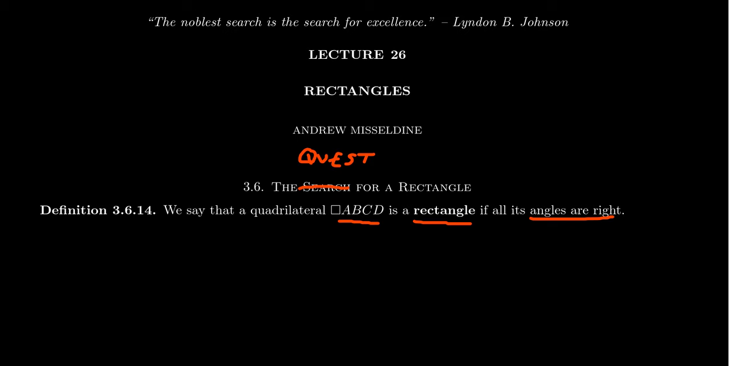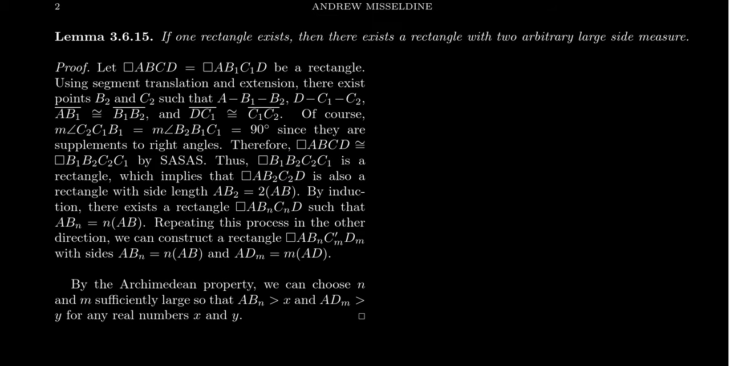So we're going to see in this lecture and in the next couple lectures that the existence of rectangles is actually equivalent to the Euclidean parallel postulate. Now, as many geometers such as Saccheri, Lambert, Legendre, and others were trying to prove Euclid's fifth postulate as a theorem of neutral geometry, they tried many different techniques to get the Euclidean parallel postulate. And one of those approaches was this discussion of rectangles.